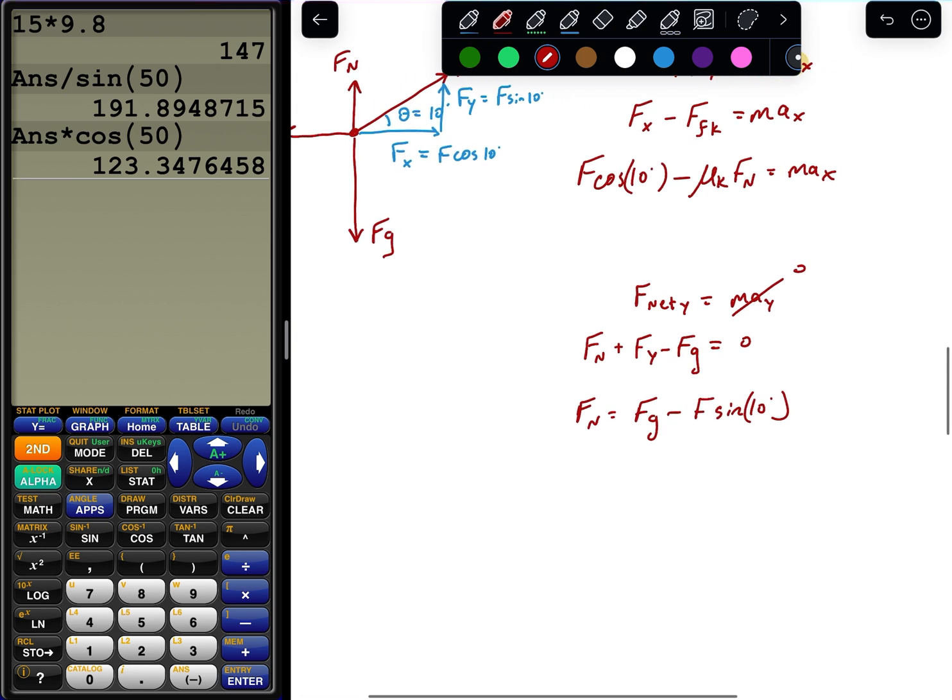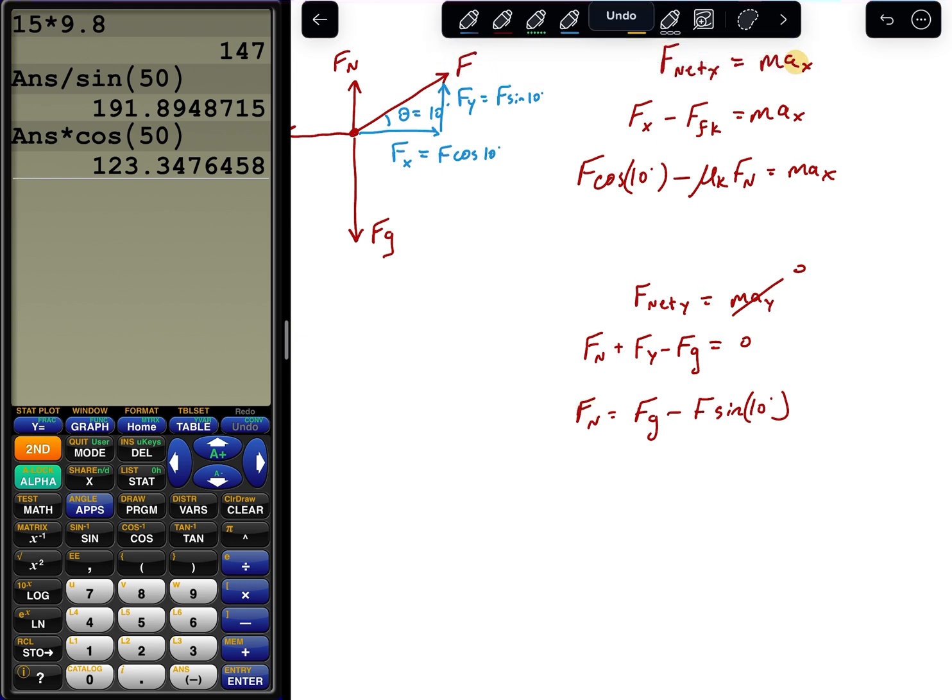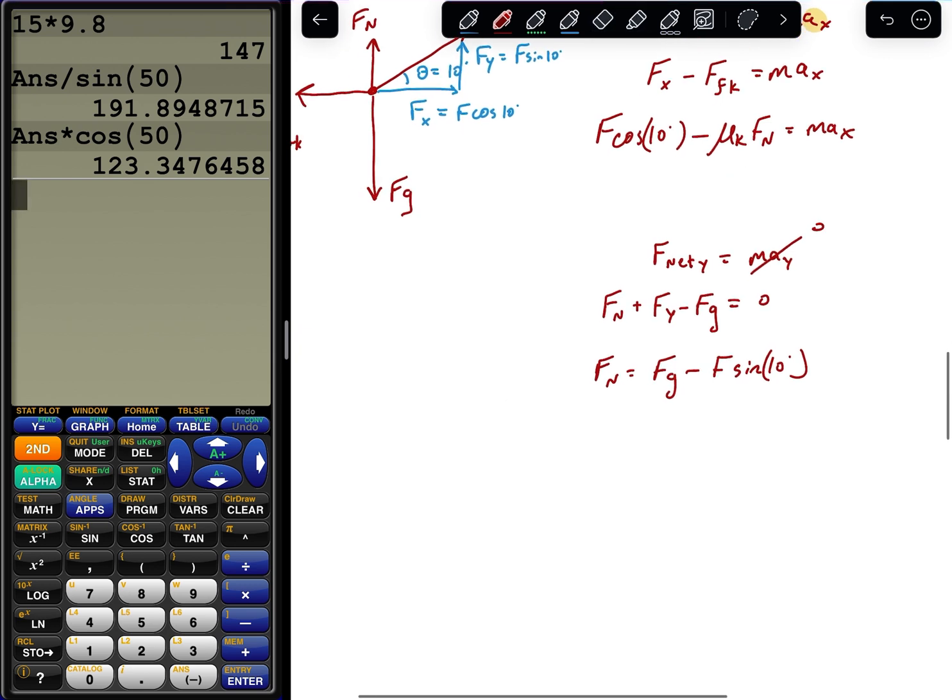Awesome. What don't we know in this equation? We don't know the normal force. Actually, so what we could do, if we wanted to, we could totally take this and plug it right in for our normal force up here. However, let's hold off. Let's go ahead and solve for a value.